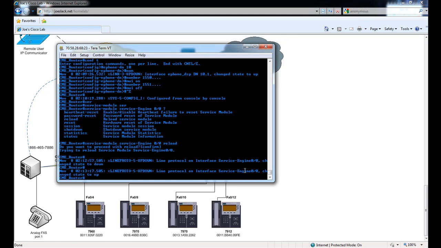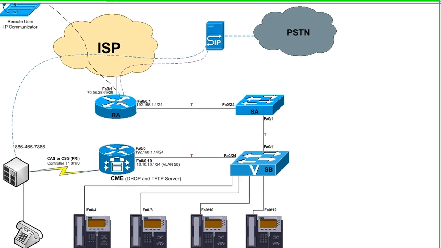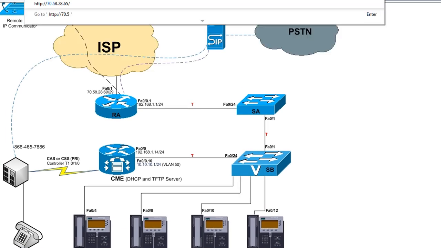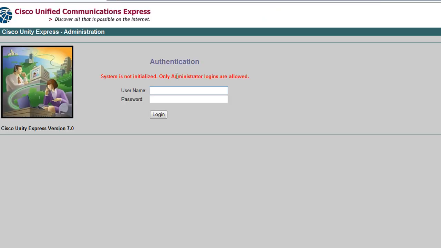Okay, now that the module is back up, we can now go to the web interface. So we'll go to the IP address. And we are presented with the login screen. The login for this is going to be what we set up on the initial configuration. So it was admin and Cisco. And we'll hit login.